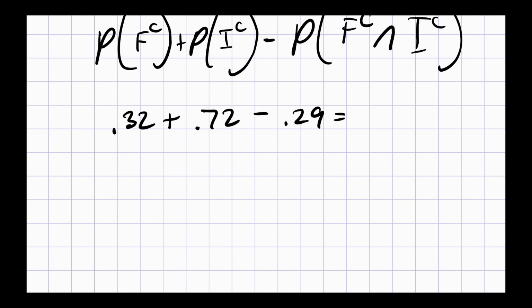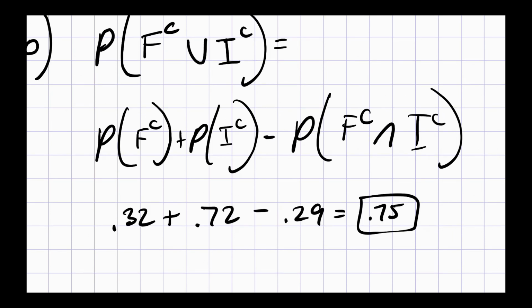Add those up. What do you get? 75? 75. So 75% are not Facebook or not Instagram. Not both. That's not saying both. That's saying not one or not the other. So 75% of the people either only do one of them or they do none of them, right? They don't use either social media. Okay.